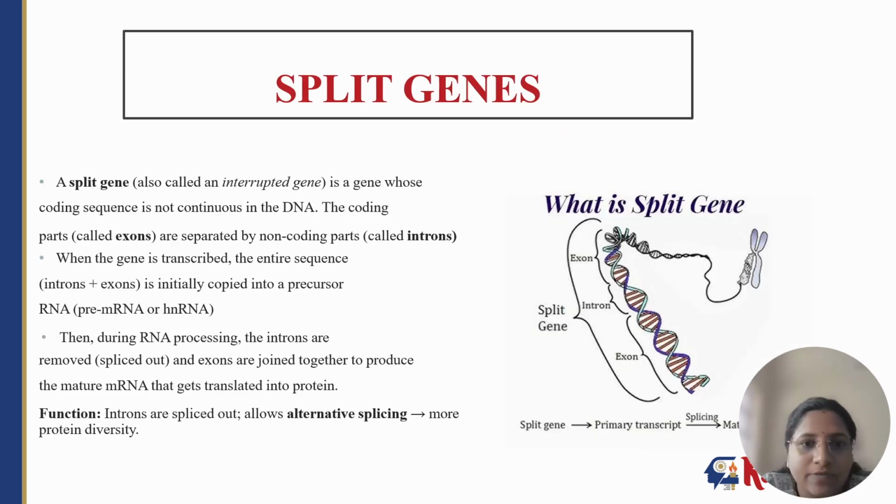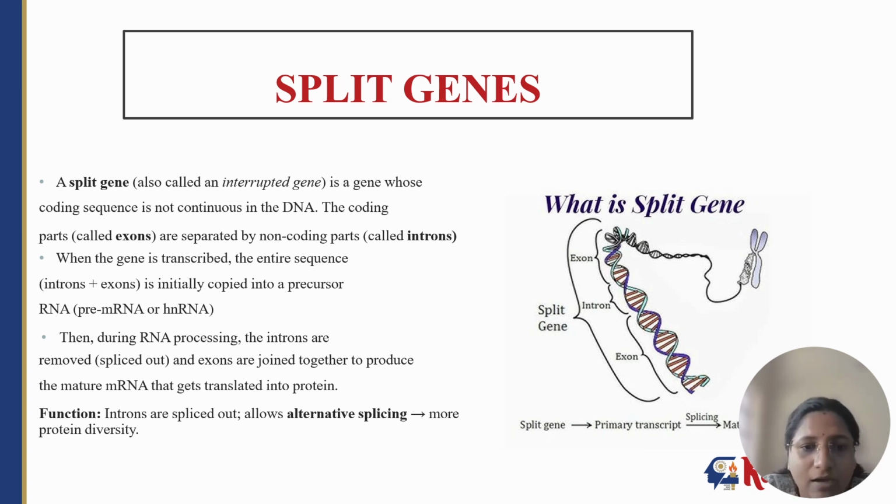About the split gene: it is also called an interrupted gene, a gene whose coding sequence is not continuous in the DNA. The coding parts, called exons, are separated by the non-coding parts, called introns. When the gene is transcribed, the entire sequence, introns plus exons, is initially copied into a precursor RNA, the pre-mRNA or hnRNA.